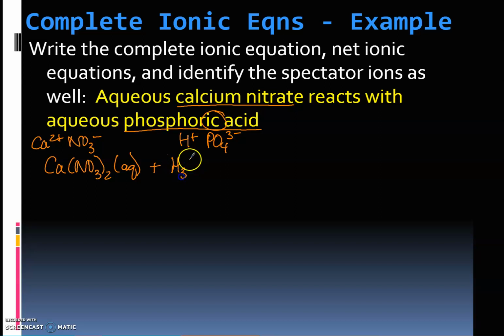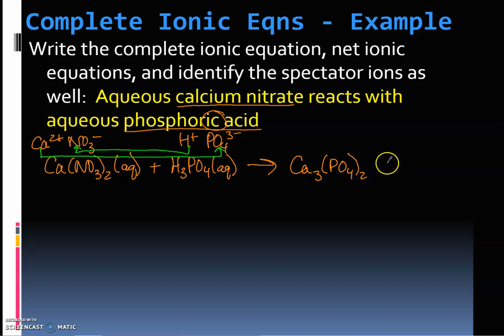This is H3PO4, aqueous. And then we are going to wife swap them, double replace them. Okay, we have Ca2+ and PO4 3-. Crisscross that. We get Ca3(PO4)2, and we get H+ and NO3-. That's going to be your nitric acid right there.